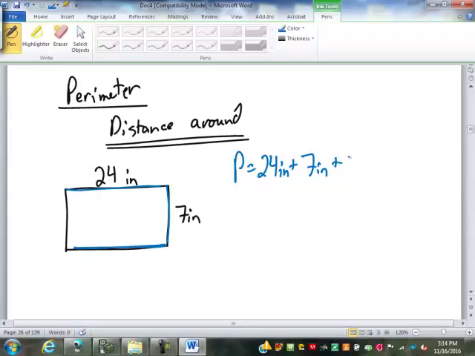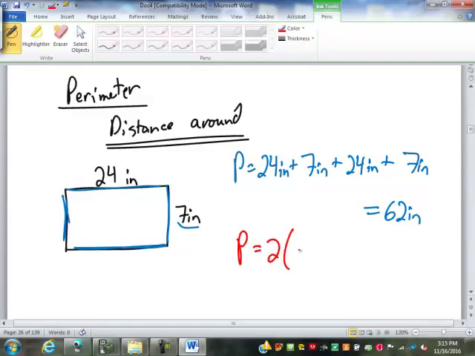This side over here has to be the same. It would be 24. And this side over here has to be the same as this one, 7. And yes, if we add those all up, we do get 62 inches. Now, I'm guessing you took a shortcut, which is your perimeter. I can just double it. If I add the 24 and the 7, I can just double it, right? 24 and 7 is 31 times 2. Perfect.